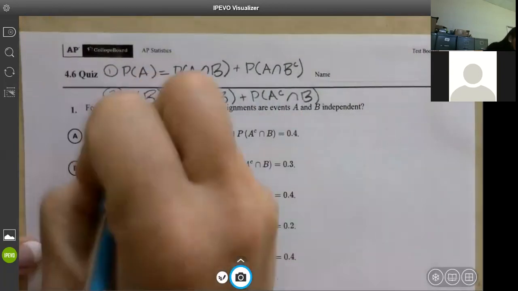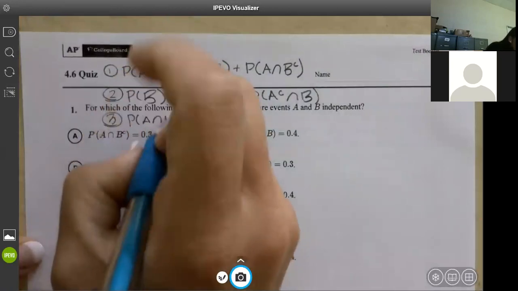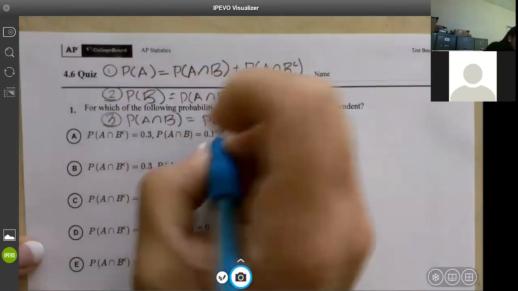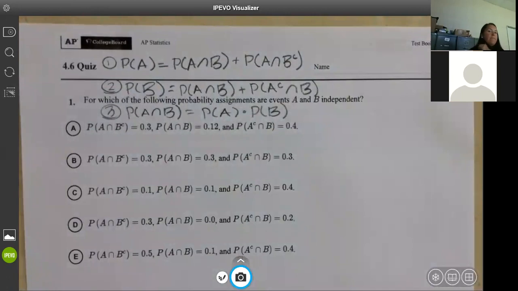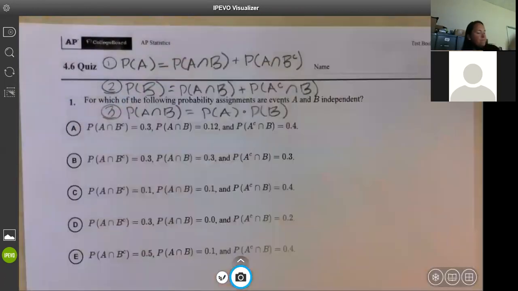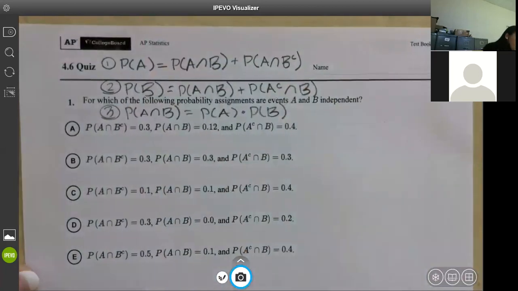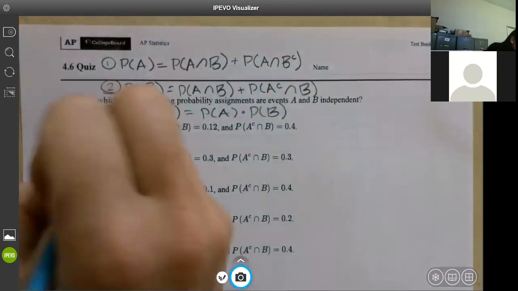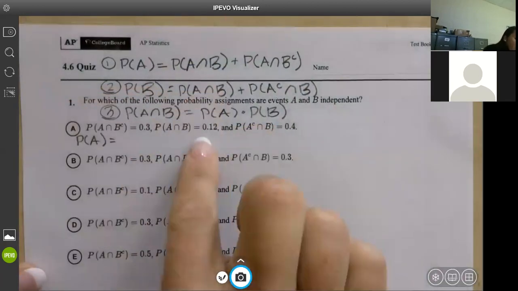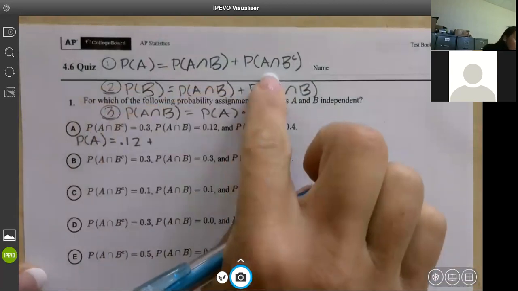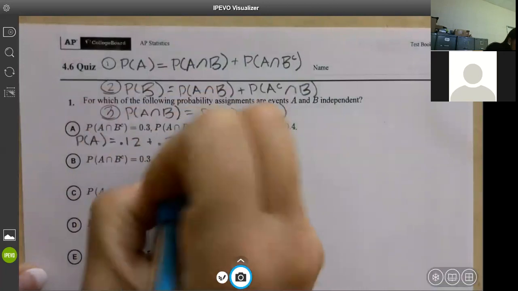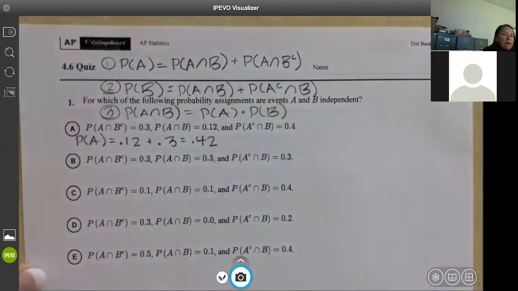And then the last thing you want to do is actually find the probability of A and B and see if it matches. And that's taking the probability of A and multiplying it by the probability of B. So on the very first one, your probability of A is A and B, which is 0.12, plus A and not B, which is 0.3, which gives you 0.42. So that's your probability of A.